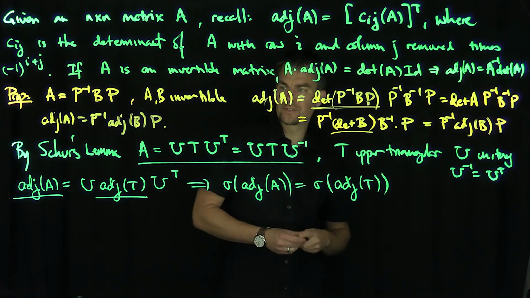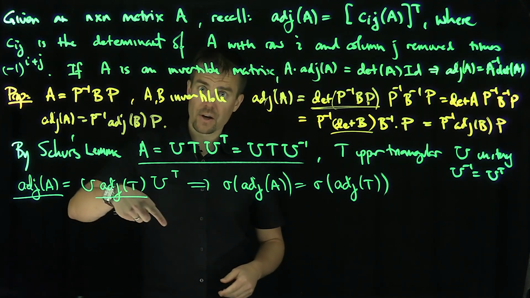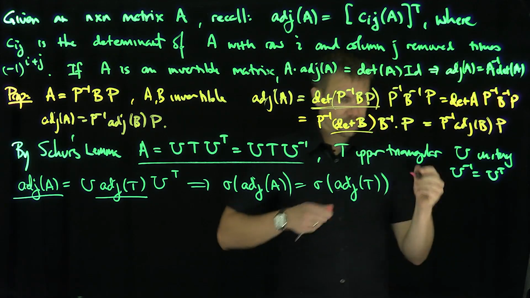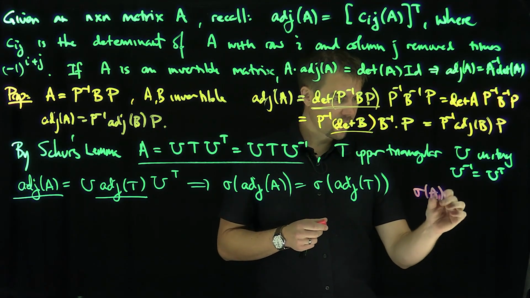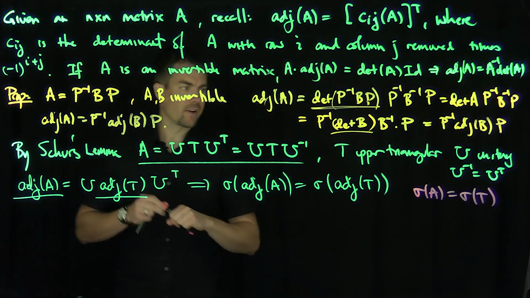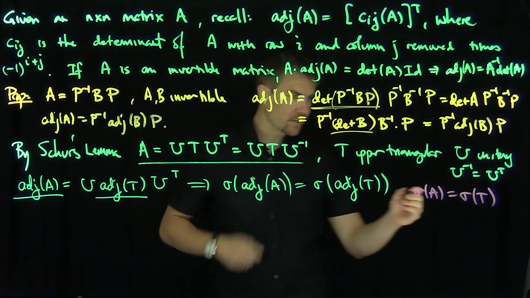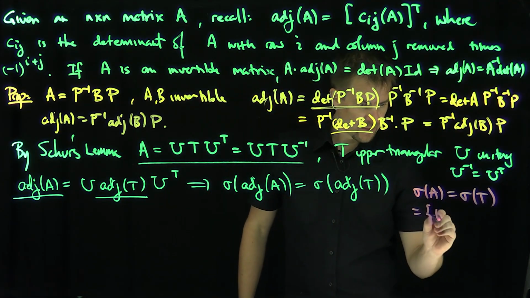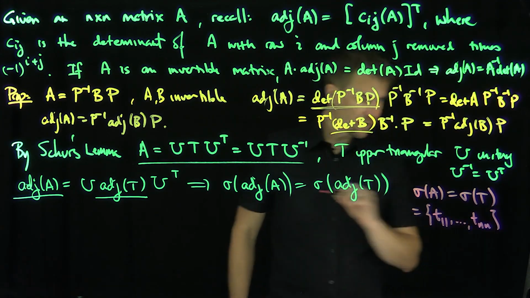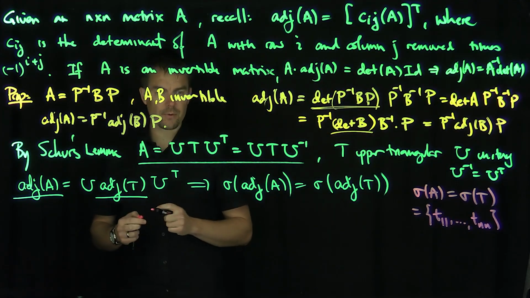And we also know that since T is upper triangular, the diagonal entries of the upper triangular matrix are exactly the spectrum of A, right? So we also know that sigma of A is equal to sigma of T, right? In other words, the eigenvalues of A are the diagonal entries of this upper triangular matrix, and that, of course, is just T11 through Tnn, the diagonal entries of that matrix over there, right?